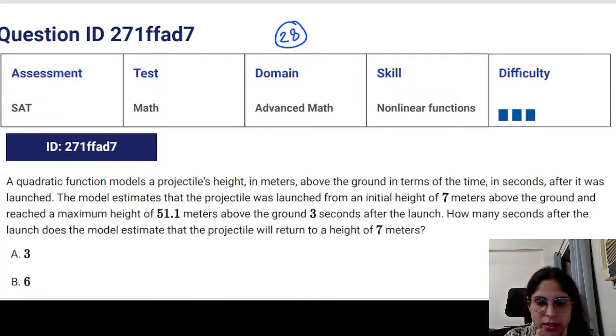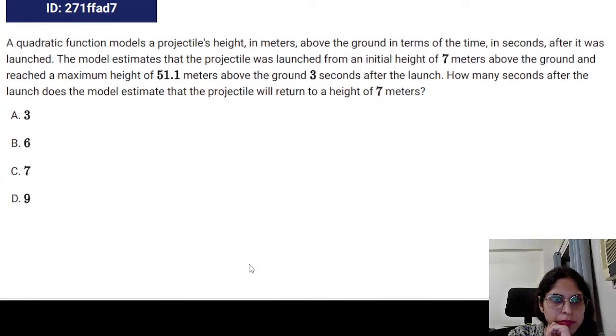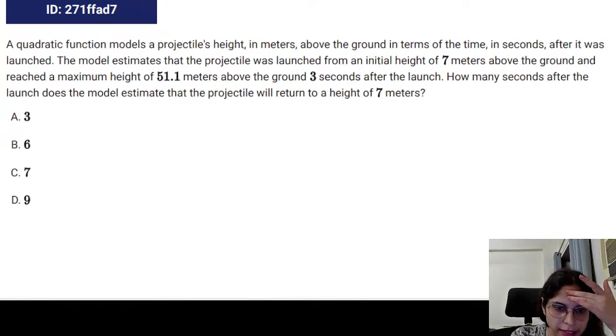Now coming to the question. I'm also keeping the ID so that you don't have any trouble.